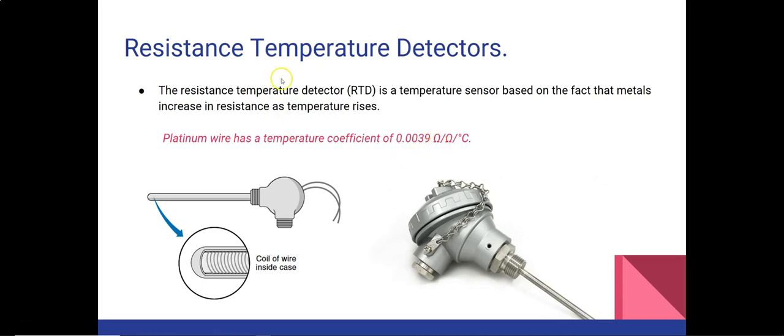And these resistance temperature detectors are available in different resistances, and the common value is usually around 100 ohm. And on the right you see the picture of a resistance temperature detector, and that's how it looks.